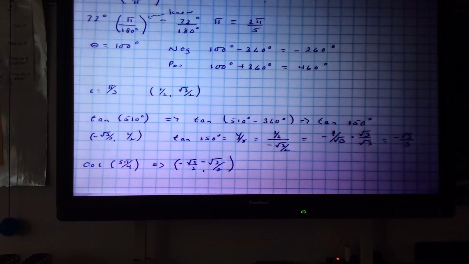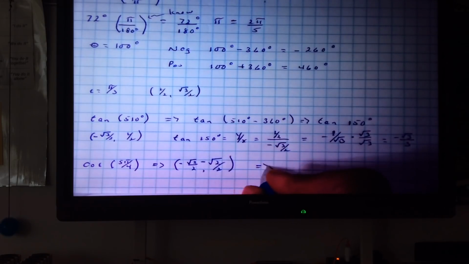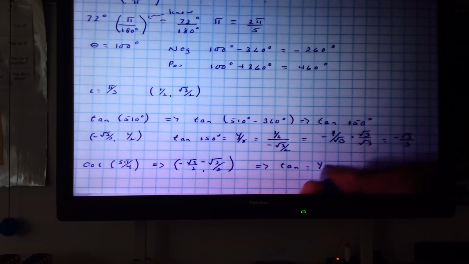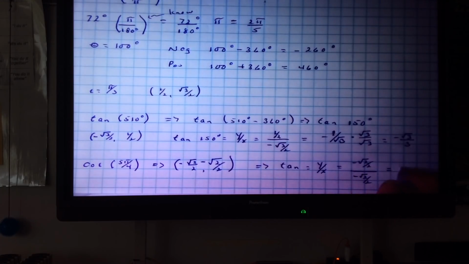So the tangent would be y over x, which is negative square root of 2 over 2 divided by negative square root of 2 over 2. That's just 1. And the cotangent is the reciprocal of the tangent. What's the reciprocal of 1? So the cotangent of 5 pi over 4 is still 1.